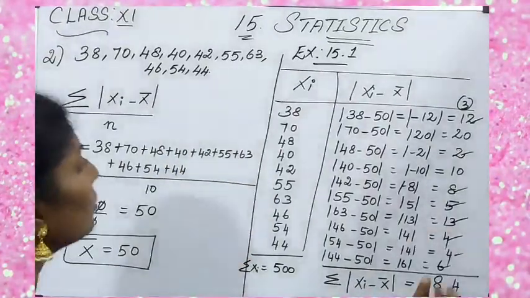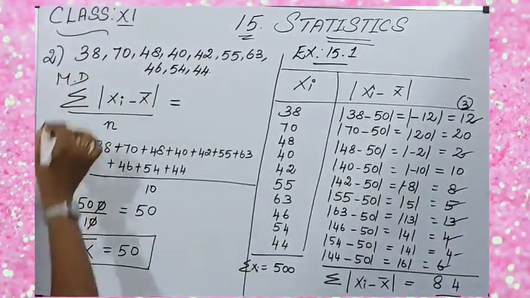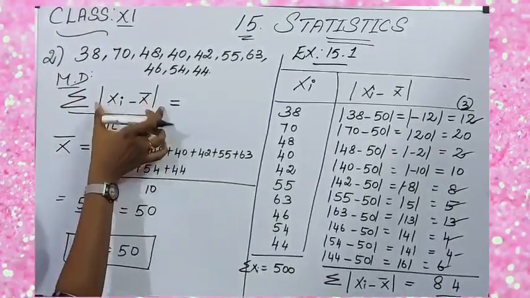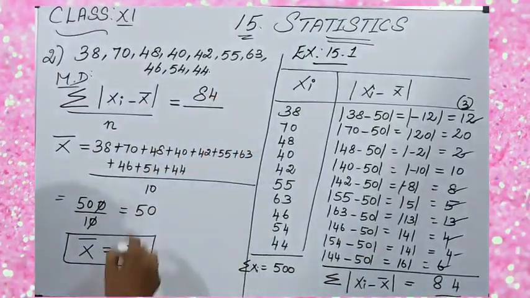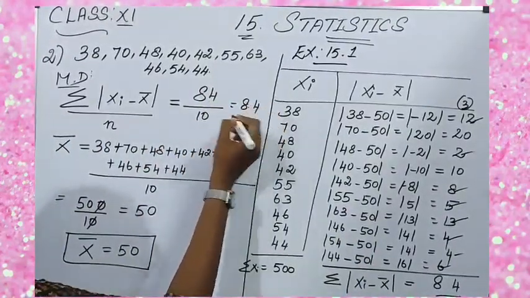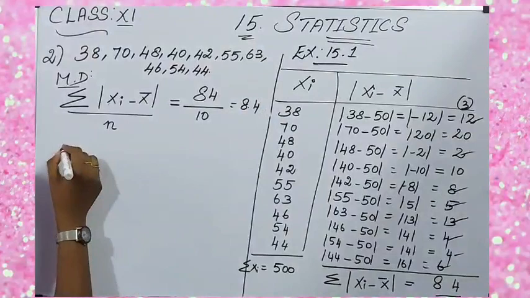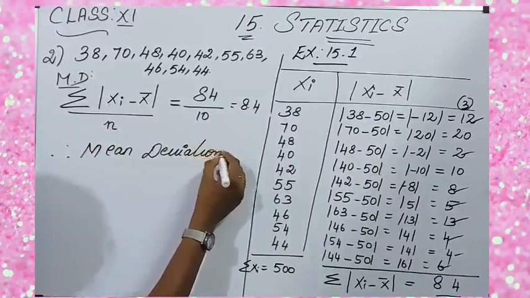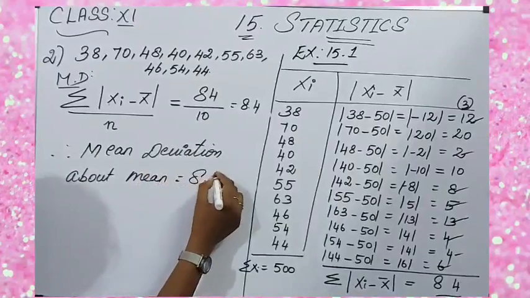Now finally you have to substitute this in the mean deviation formula. The mean deviation about the mean is equal to sigma modulus of xi minus x bar divided by n. So 84 divided by 10, as the number of observations is 10, is 8.4. Therefore, the value of the mean deviation is 8.4. Finally, you can conclude that the mean deviation about the mean is equal to 8.4.